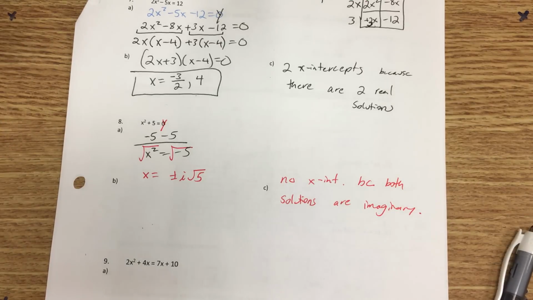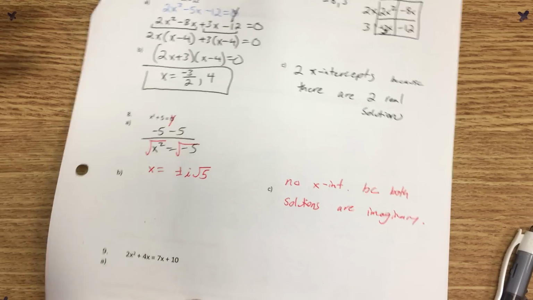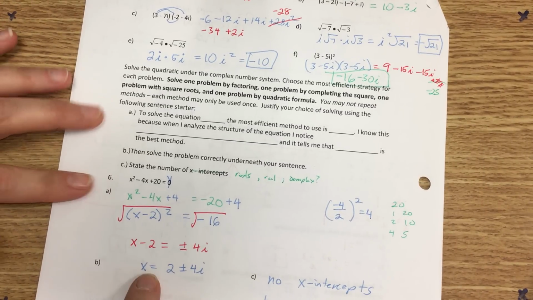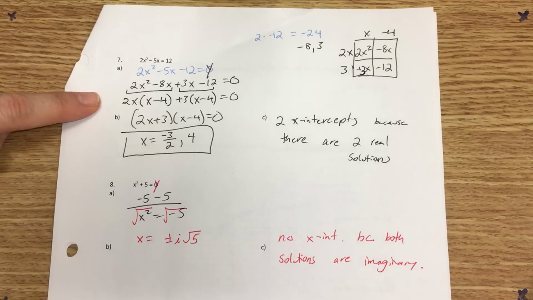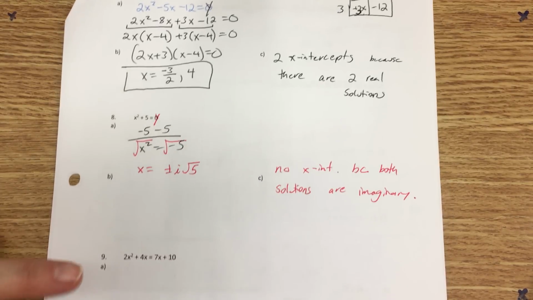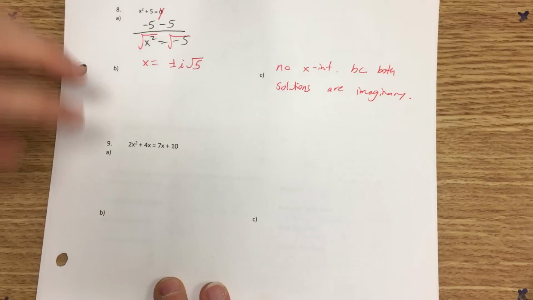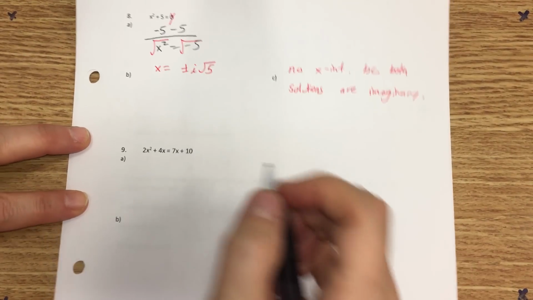All right, so let's see, what have we done? We completed the square for number 6. We factored for number 7. We used square roots for number 8. So I bet, obviously, number 9 is probably going to be our quadratic formula. Let's get it into standard form and find out.